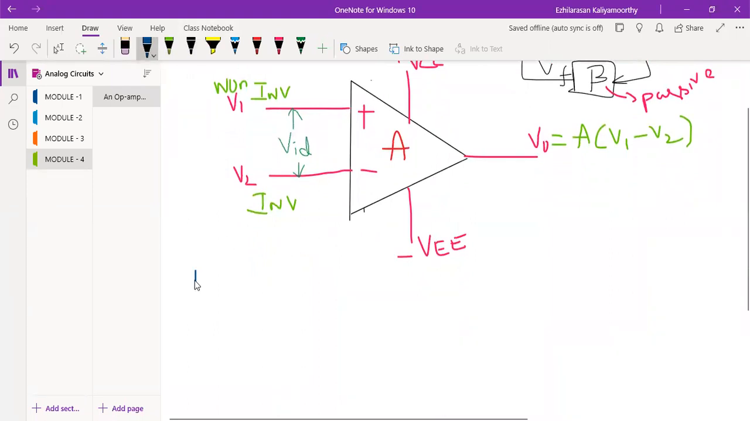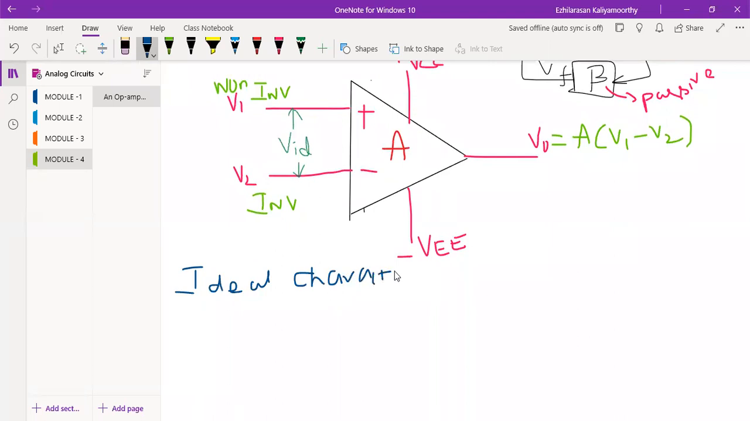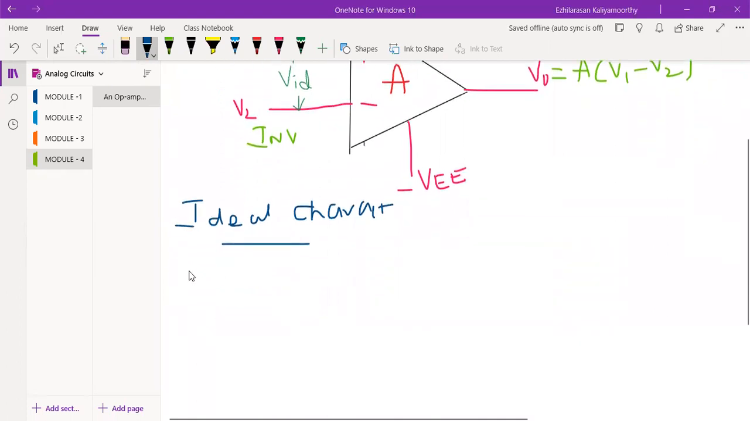Also, here we need to know the ideal characteristics. When the op amp is ideal, I mean an ideal op amp, not a practical op amp, the ideal characteristics start with the voltage gain. The first one is the voltage gain, which we specify as AV. Theoretically, I can say it is infinity. Theoretically, the AV is infinity; practically, it is very high.